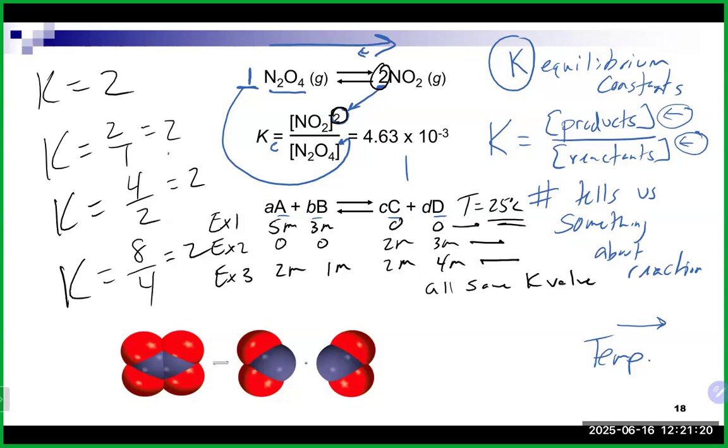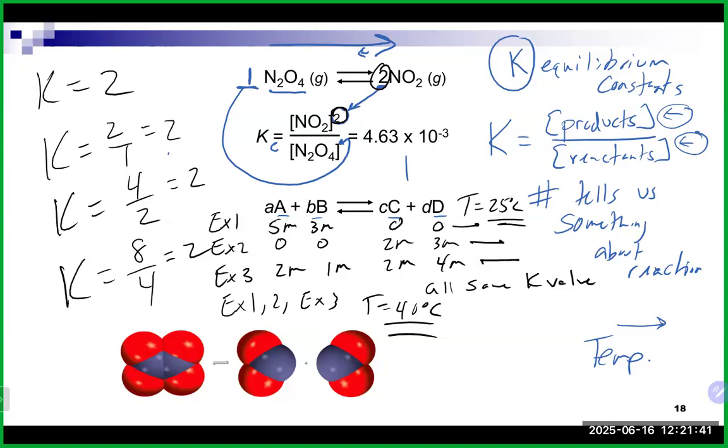Now, for example, let's say I did the exact same 3 experiments here, right? I did the exact same 3 experiments, but I changed the temperature to 40 degrees Celsius. For all 3 of those experiments at 40 degrees Celsius, will the equilibrium constant be the same or different?